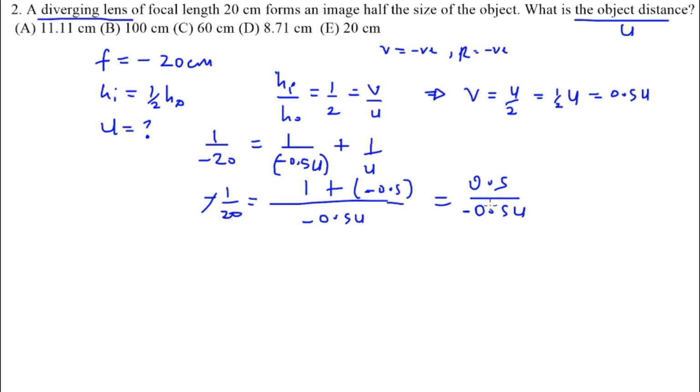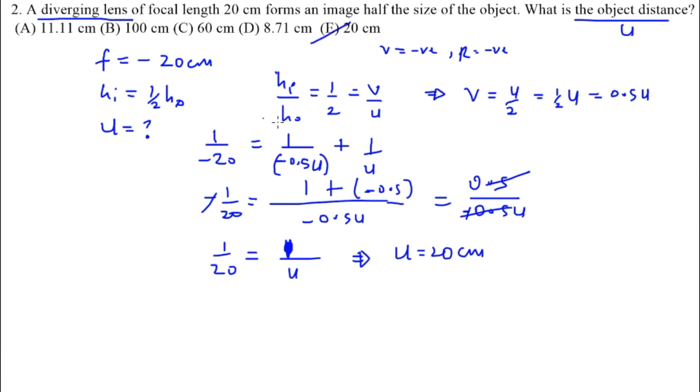So this negative sign should cancel out this negative sign. So I will have 1 over 20 equal to 0.5 should cancel out 0.5. So I should have it to be equal to 1 upon u. That means automatically u is equal to 20. U is equal to 20 centimeter. And that's very, very correct.